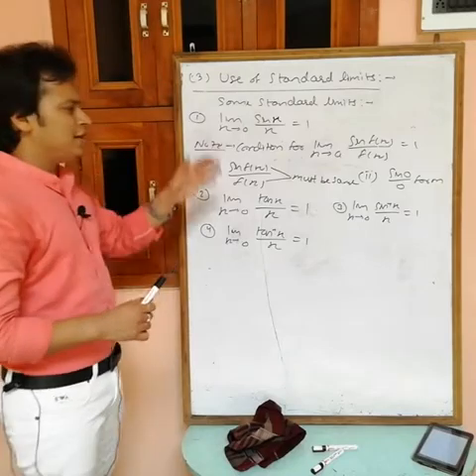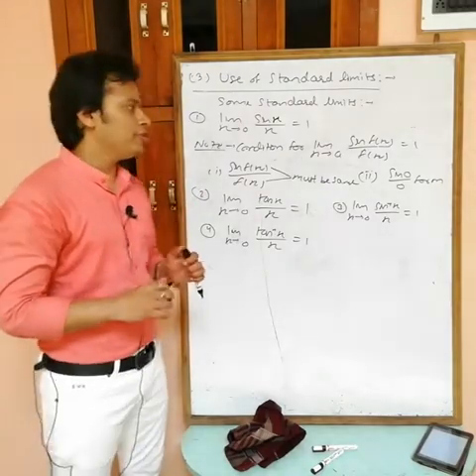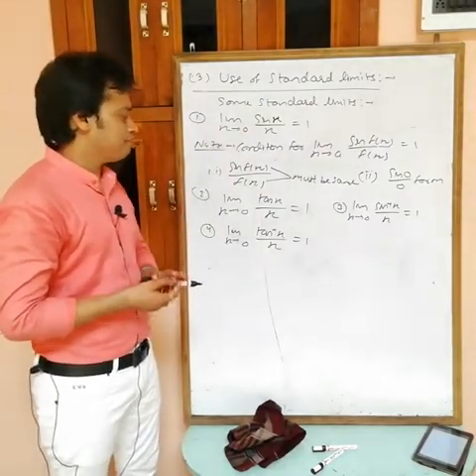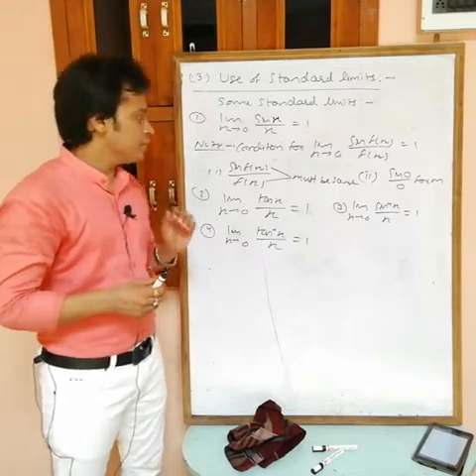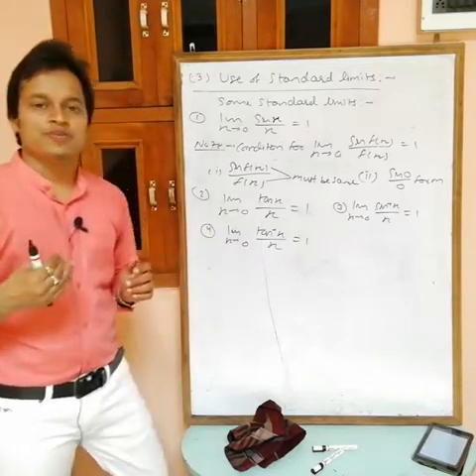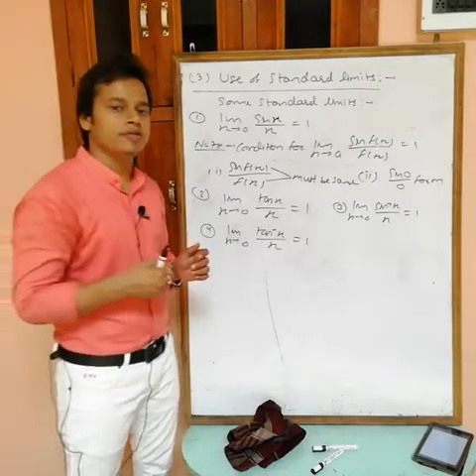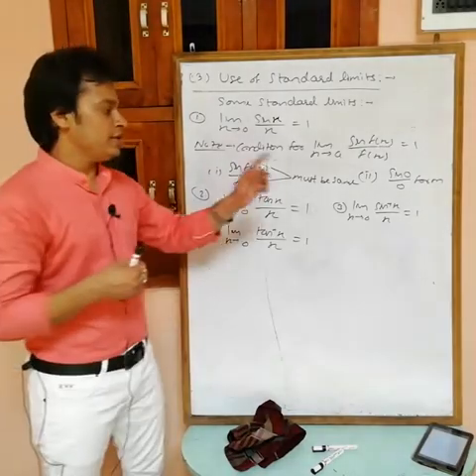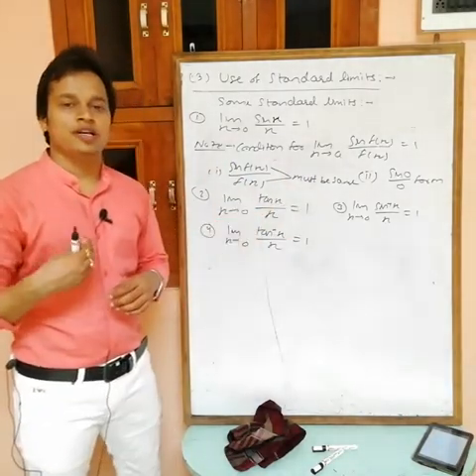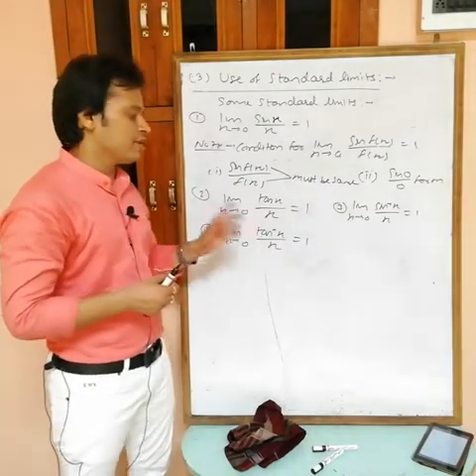Okay, you can easily remember these four, and frequently we have to use these. So limit x tending to 0, sin x by x equals 1, x by sin x equals 1, tan x by x equals 1, x by tan x equals 1, sin inverse x by x equals 1, x by sin inverse x equals 1, tan inverse x by x equals 1.